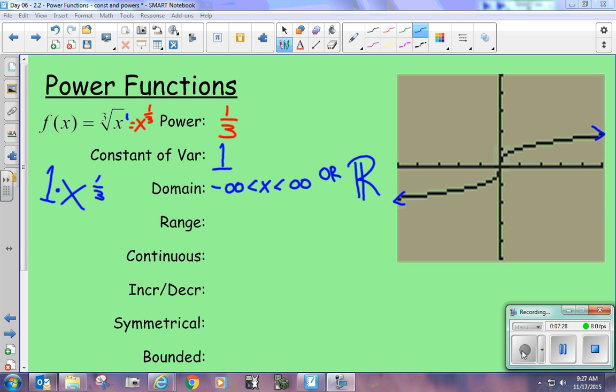What about the range? If domain are all my x values, the range should be all my y's. Remember, this is my x-axis, this is my y-axis. So does it go up forever, or does it limit itself at a number?